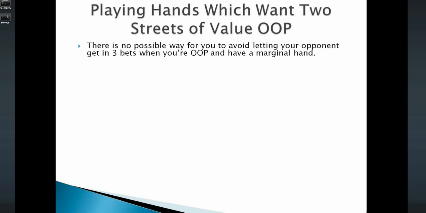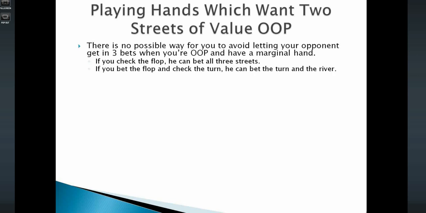Because when you really think about it, that's kind of what you want to do, right? You have a hand that wants 2 streets of value, so one of the first things you're thinking about when you're out of position is: is there any way that I can make it so my opponent's only going to bet twice and no more? Well, if you check the flop, he can bet all 3 streets, so that doesn't work. If you bet the flop and check the turn, he simply bets the turn and the river. And if you bet the flop and bet the turn, he can bet the river.